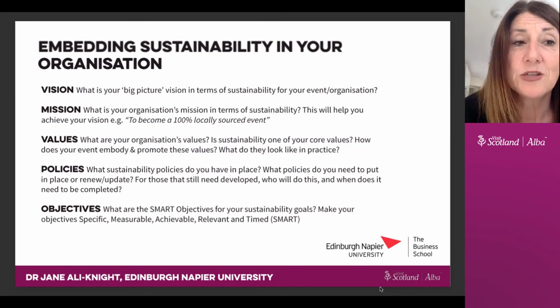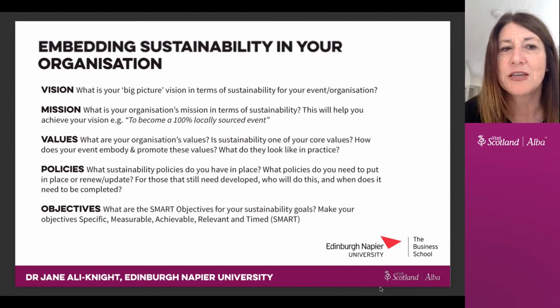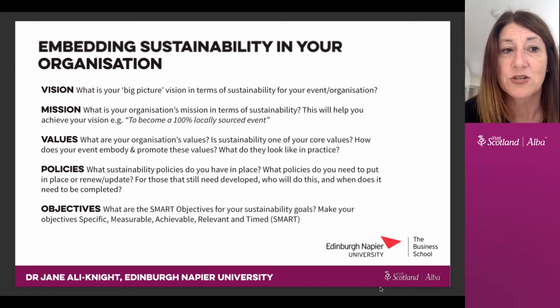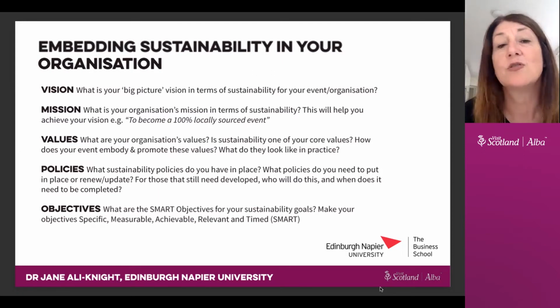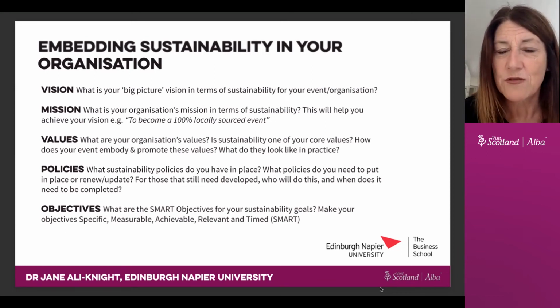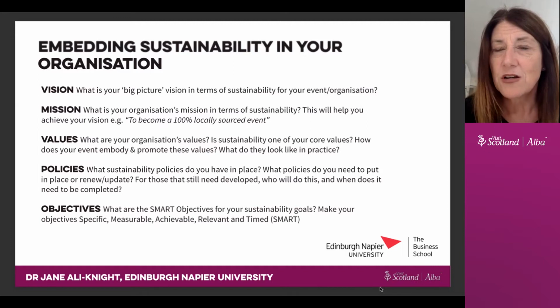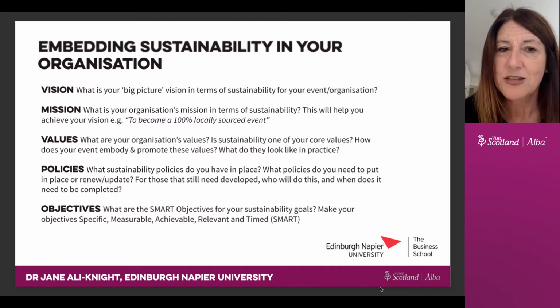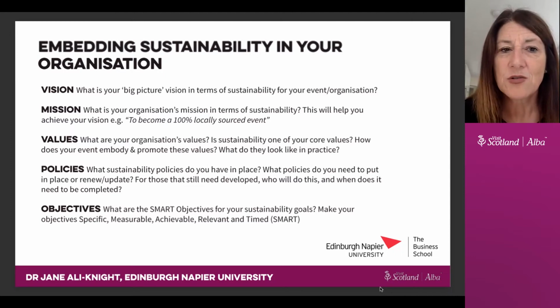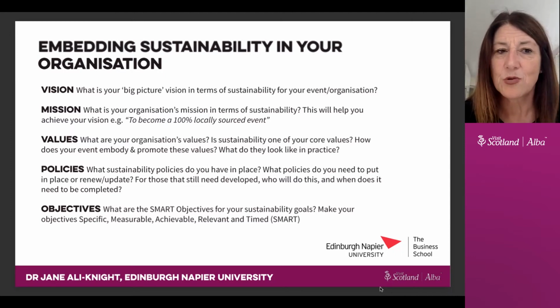So what we need to do is embed sustainability into all parts of our organisations. So starting with our vision and our mission. What is the big picture vision that you have for your organisation in terms of sustainability? Are you moving towards net zero? Are you looking at waste minimisation? You need to have a clear vision and also a mission to support that.